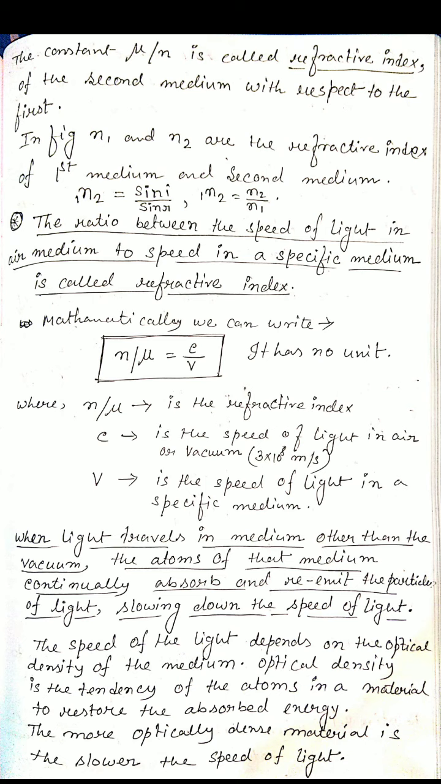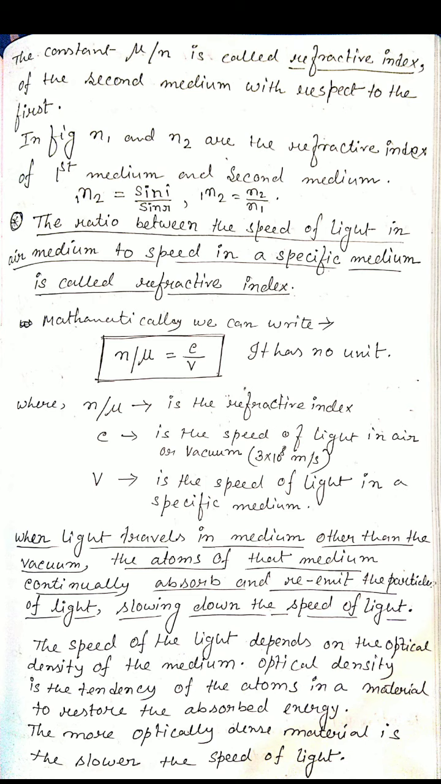Understood? So n equals c by v, and the value of c is 3 into 10 to the power 8 meters per second. c is the speed of light in air or vacuum, and v is the speed of light in the given medium. When light travels in a medium other than vacuum, what happens? The atoms of that medium continuously absorb energy and then re-emit the particles of light, slowing down the speed of light. That's why the speed of light slows down.